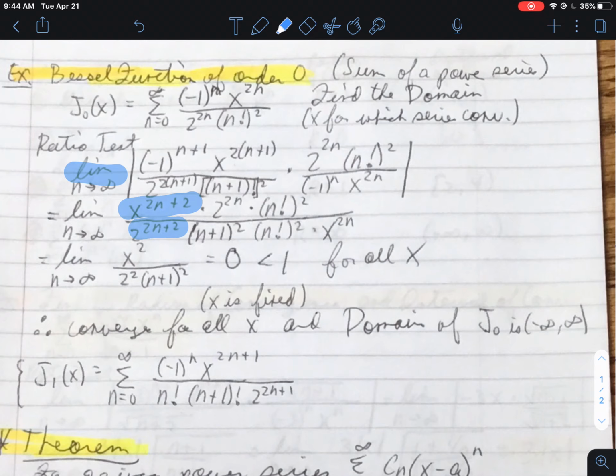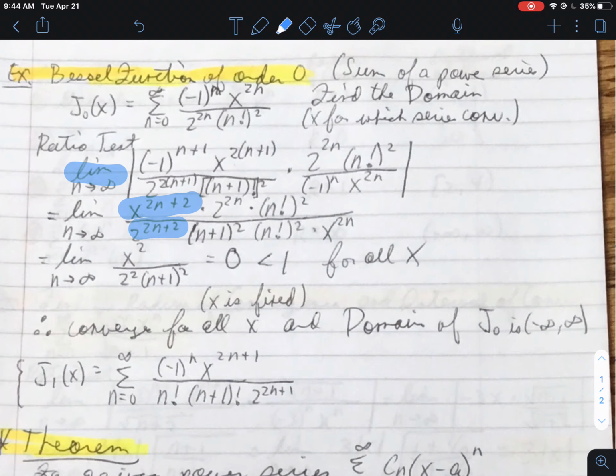We've got, and then the other terms, I went and brought over the 2 to the 2n. We've got the n factorial squared. We've got the n plus 1 factorial, or n plus 1 squared, rather. N factorial squared times x to the 2n. Okay, I have everybody accounted for over there.